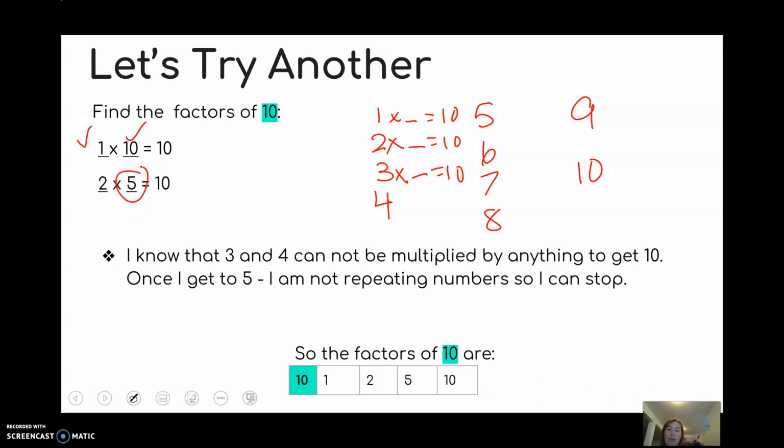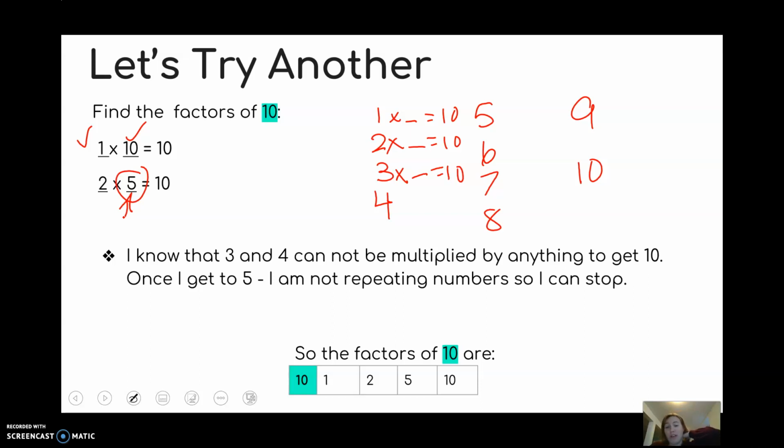And then I would think about 3. The multiples of 3 is 3, 6, 9, 12. Nope, no 10 in there, so skip 3. Let's try 4. 4, 8, 12. Nope, no 10 there. And now we're back to 5. We've already found 5. So we can stop. We're repeating numbers. So we're done.